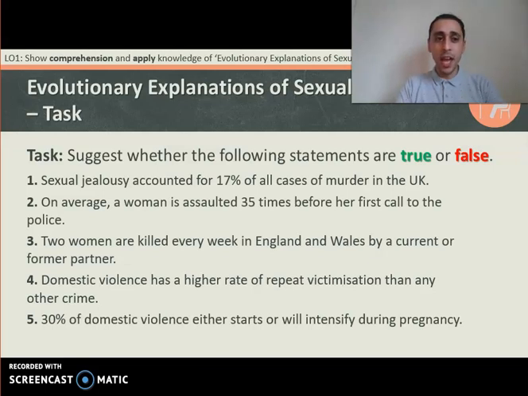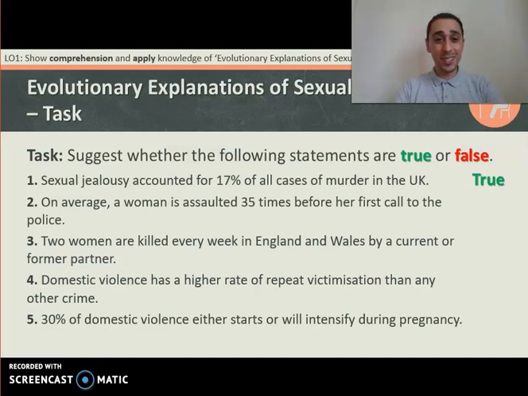Number 1, sexual jealousy accounted for 17% of all cases of murder in the UK. True or false? That is in fact true. Number 2, God, it's the most downer quiz ever.